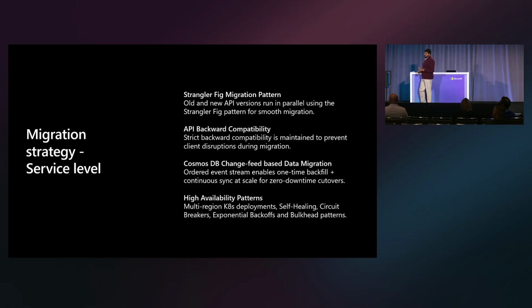It was a very difficult task. So what did we do? We decided that we will use the strangler fig pattern. That means old and new APIs run in parallel for a smooth and gradual migration. The clients, when they are ready, can switch over. 100% backward compatibility to prevent any client disruptions.